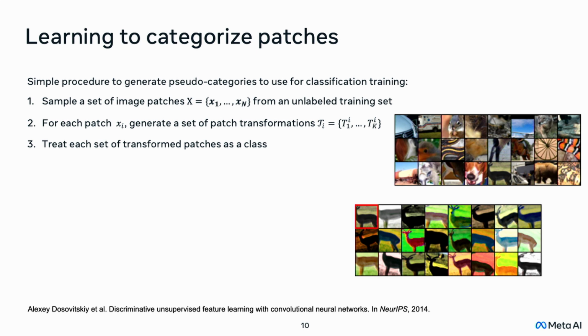Right, so as I mentioned, what we're going to do is we're going to treat each of these sets of transformed patches as a class. So for example, in this case, we have one class, and then we have n such classes, right? Each of them having k samples, k examples for you to train from.